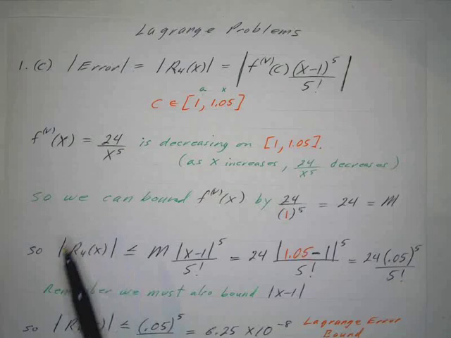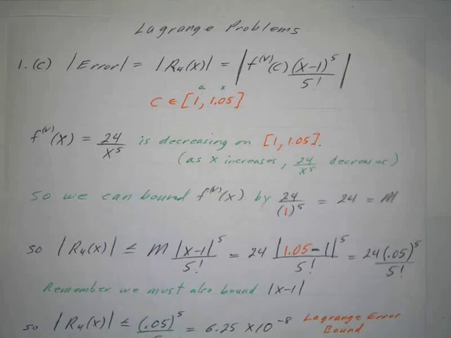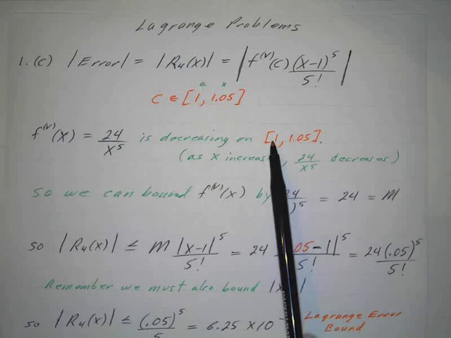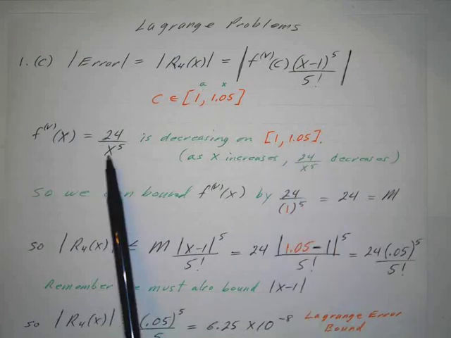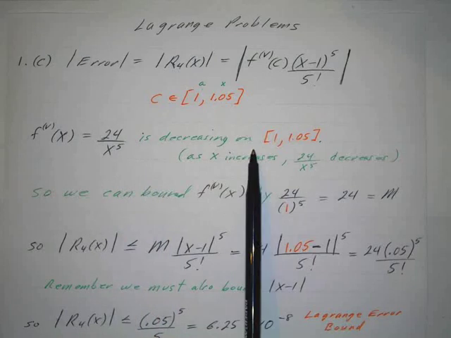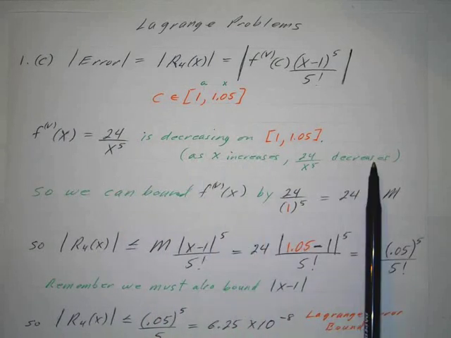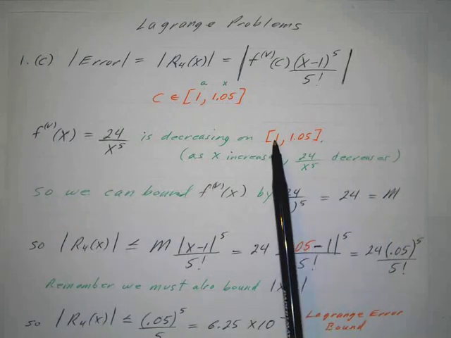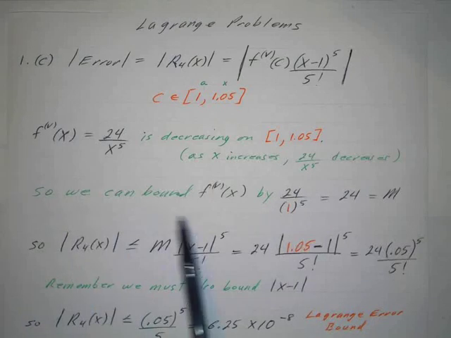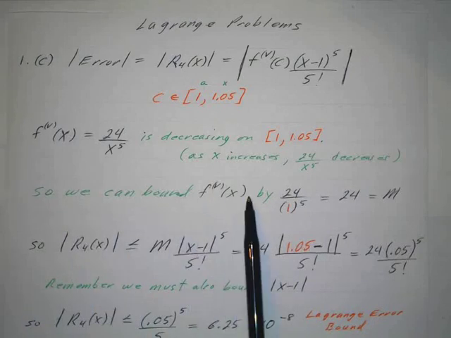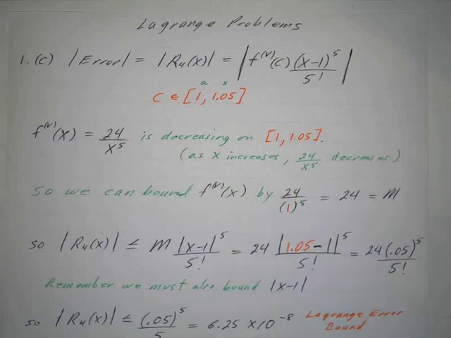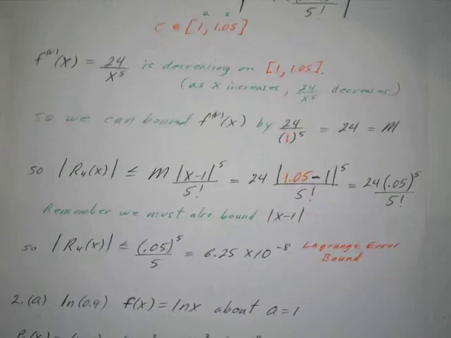So if you go ahead and take your fifth derivative, you got 24 over x to the fifth. And you can see that from the first page. Now that's decreasing on this interval from 1 to 1.05, because as x gets bigger, this gets smaller. So as x increases, this decreases. So the maximum value for the derivative on this interval will be at the left endpoint, or at 1. So we can bound the fifth derivative of f by 24 over 1 to the fifth, or just 24. So that was my m. That worked out nicely.